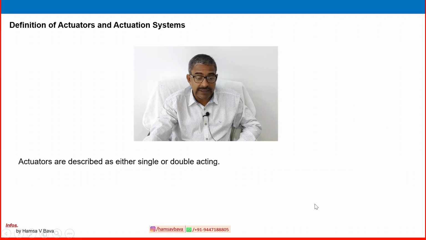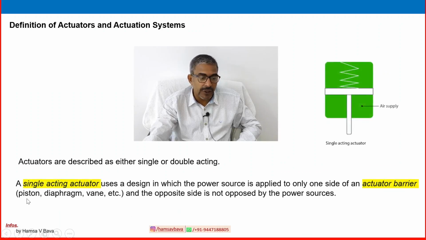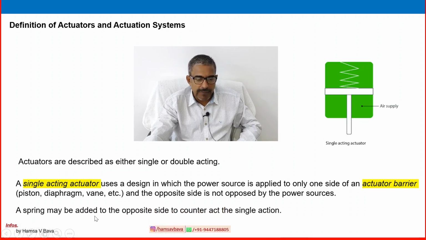Actuators are described as either single or double acting. The types of actuators are coming in the next session. A single acting actuator uses a design in which the power source is applied on only one side. See, single acting, only one side has the power source, and the other side has a spring connected to an actuator barrier, piston, diaphragm or vane, etc. So one side has power acting, and the other side is the equalizing system. A spring may be added to the opposite side to counteract the single action.